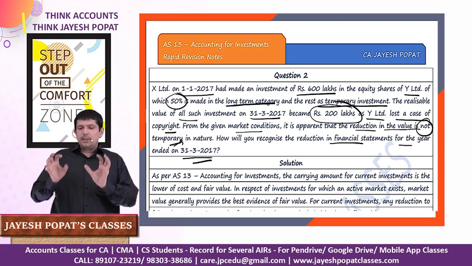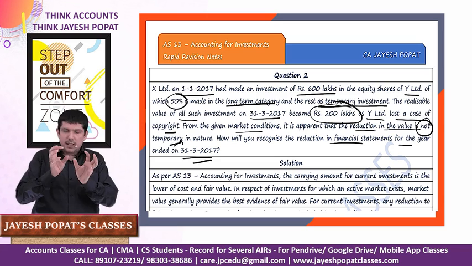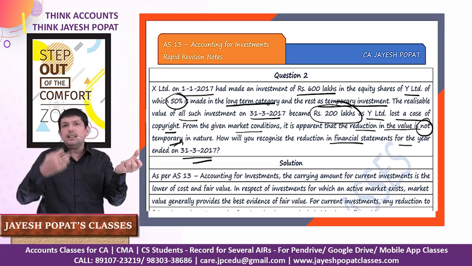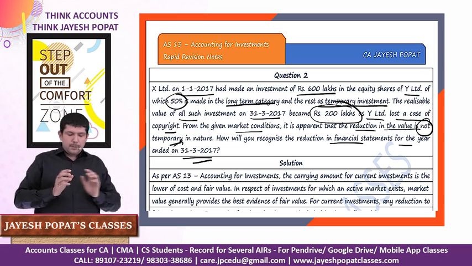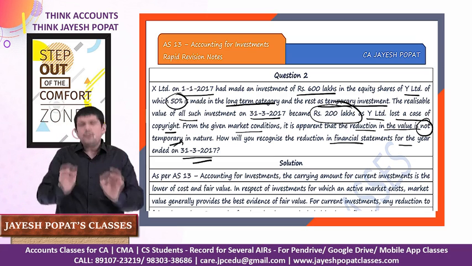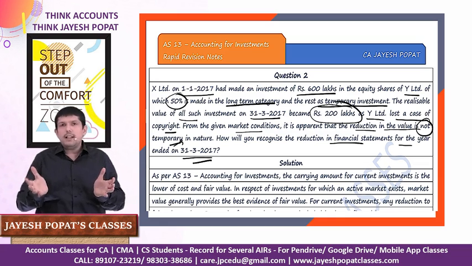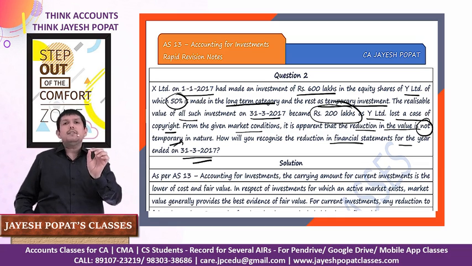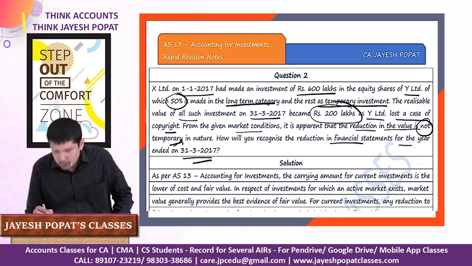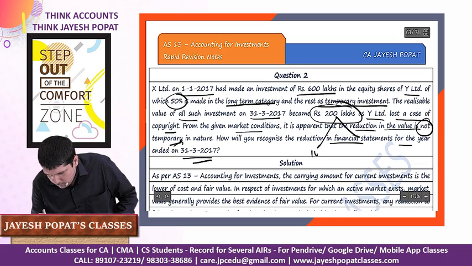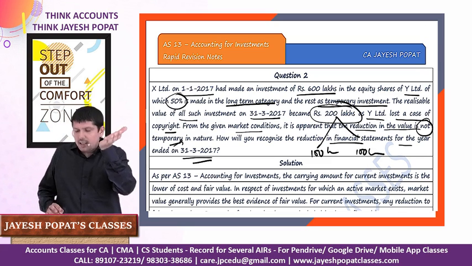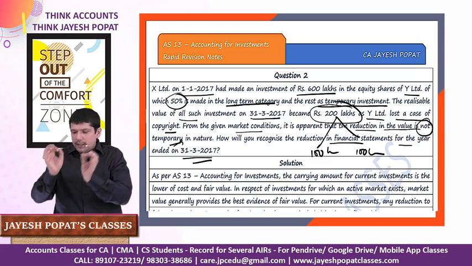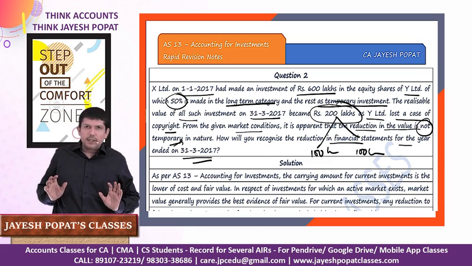So here what is happening, total investments which have been made is 600 lakh, 50% is current and 50% is long term. So 300 is current and 300 is long term. Now, the rule for current investments is cost or fair value whichever is lower. So for current investment, the cost is 300 lakh. Total investment is 200, of which 100 lakh will be under current category and 100 will be under long term category. So 300 and 100, therefore 100 is the value at which the current portion of the investment will be carried on.